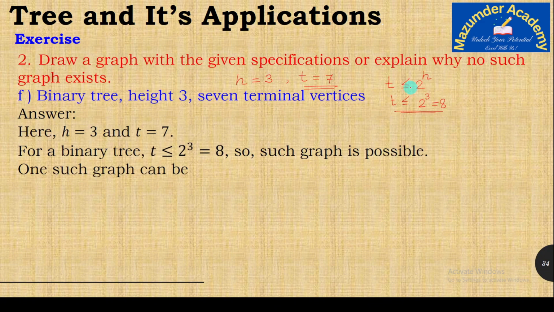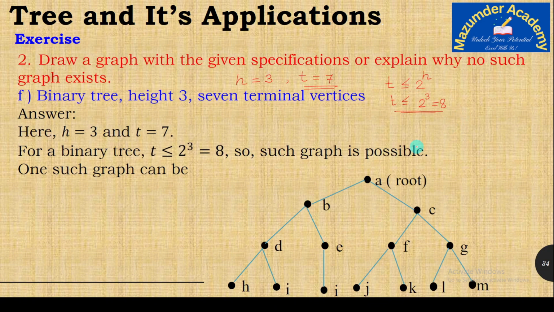One such graph can be, it is just a drawing by your own. So you can see how many terminal vertices, and it is not necessary to be full binary, it is just a binary tree. Now you may ask how many vertices I should add. There is no restriction assigned in this question, but when you put 7 terminal vertices, automatically the number of vertices follows, so you start from the leaf vertices, it should be 7 in such a way.